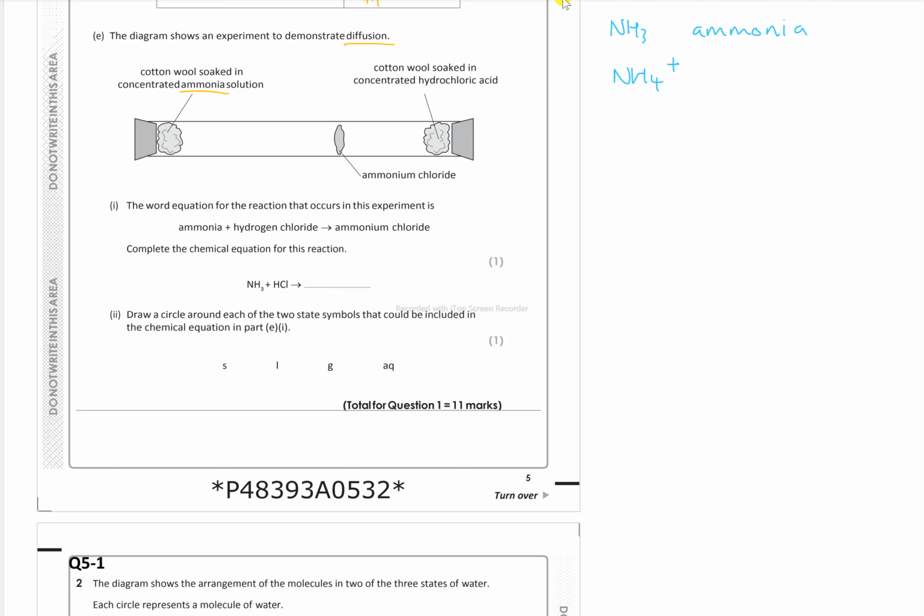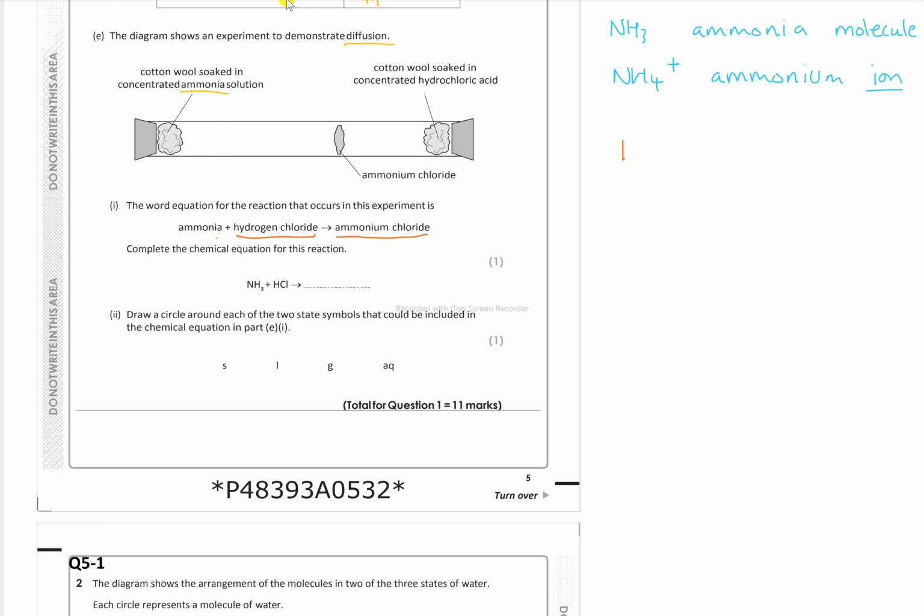NH4+ is ammonium. This is an ion and this is a molecule. There you go. The word equation for the reaction is ammonia plus hydrogen chloride gives ammonium chloride.